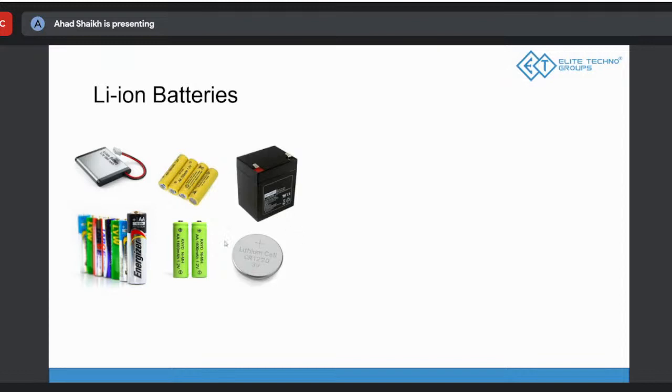So how exactly these lithium ion batteries work is, yeah. Before moving to that, may I know what different form factors of batteries you people know, and if you can just mention a few names in the chat box or unmute yourself so that we can have more interaction.